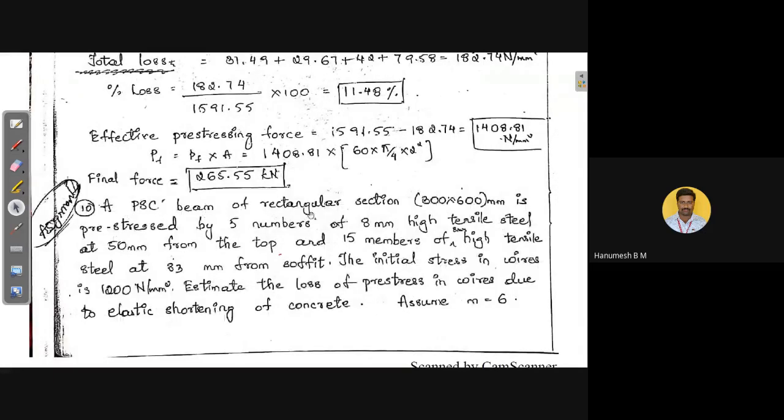A PSC beam of rectangular section 300 by 600 mm is pre-stressed by 5 numbers of 8 mm high tensile steels at 50 mm from the top and 15 numbers of 8 mm high tensile steel at 83 mm from soffit. The initial stress in wires is 1200 Newton per mm square. Estimate the loss of pre-stress in wire due to elastic shortening of the concrete. Assume modular ratio is equal to 6.